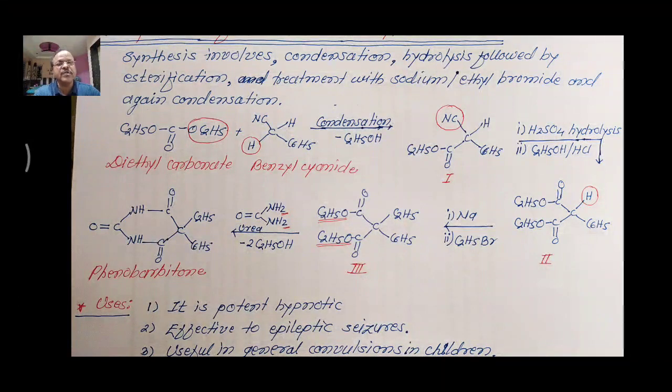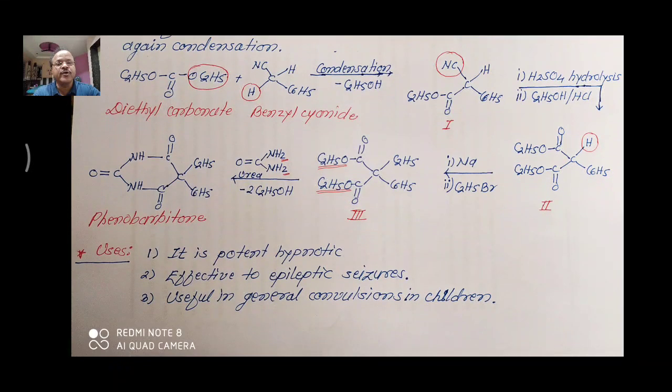After discussing the synthesis of phenobarbitone, what are the uses of this phenobarbitone? The first use of phenobarbitone is that it is a potent hypnotic. It is used as a hypnotic drug. Second, it is effective in epileptic seizures.